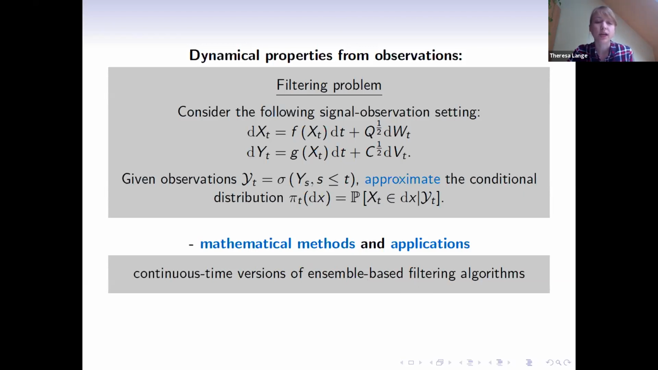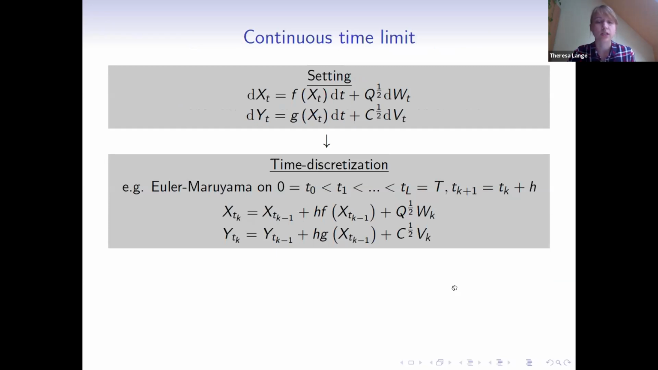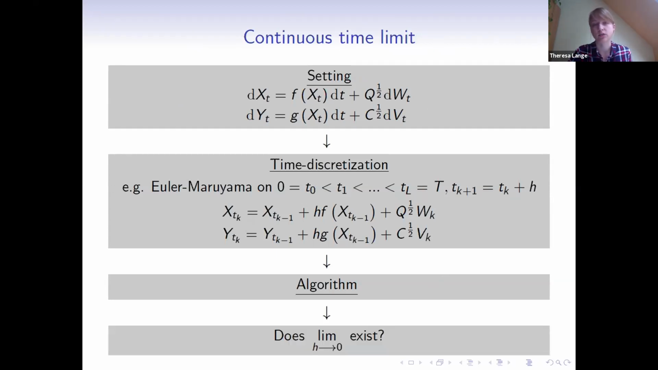So how can one find such a continuous time version? In the setting of our filtering problem, the first thing one has to do is find a proper time discretization. Throughout my talk, I will be considering the Euler-Maruyama time discretization on an equidistant partition of a finite time horizon. For this discrete time dynamical system, we can now apply the algorithm. In order to obtain a continuous time version of this algorithm, one might investigate a so-called continuous time limit, which means we let h tend to 0 and investigate whether this limit actually exists.